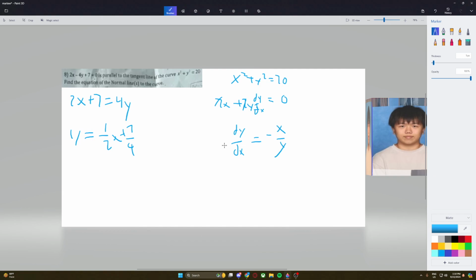Line equation to the normal of the curve. The normal line is perpendicular, and the perpendicular slope of any equation is the negative reciprocal. So that would mean the normal line would have a slope of negative 2. But that's for later.